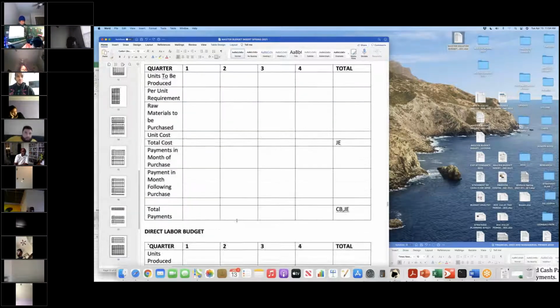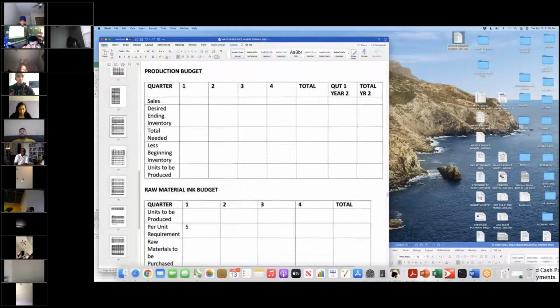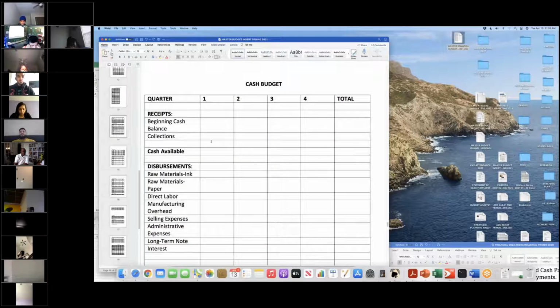Let me go back up here again. All I wanted was these two bottom numbers. Let me see if they'll come this time. 200,000 and 650,000. Maybe something is happening when I'm scrolling. They came that time. Our beginning cash was how much? We had 200,000, right? So our cash available at the end of the first quarter is 400,000.